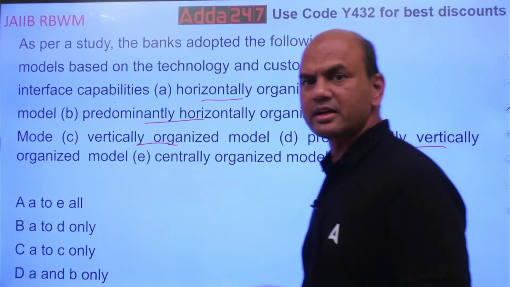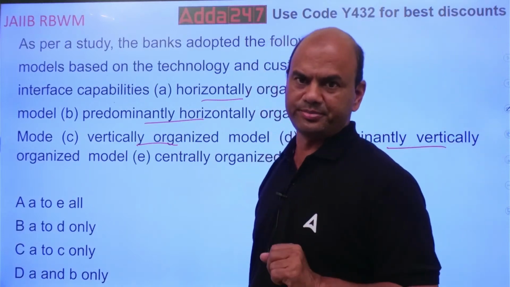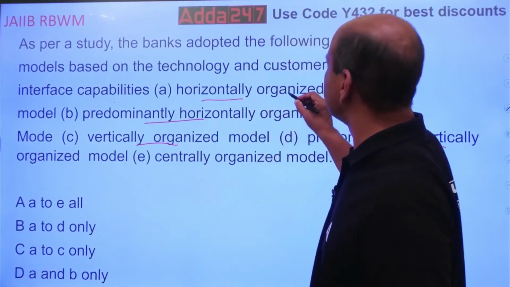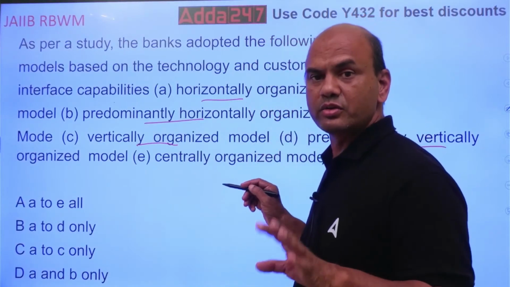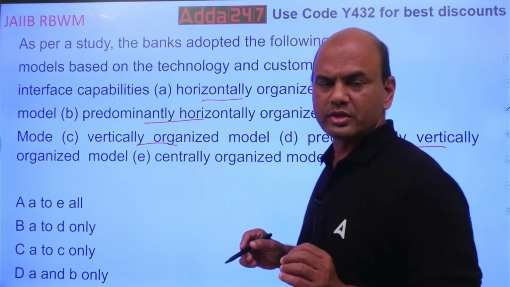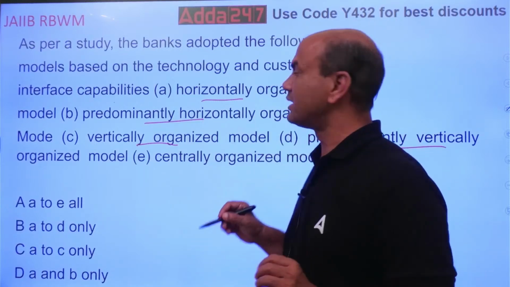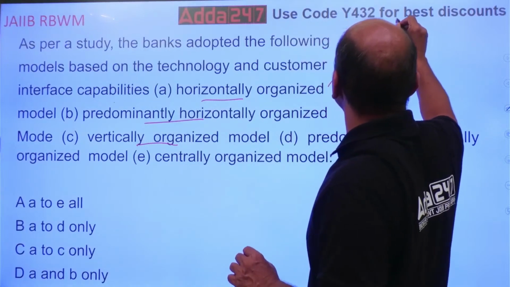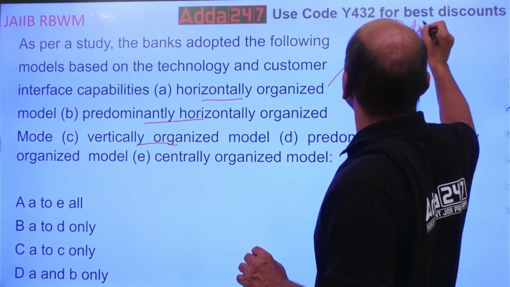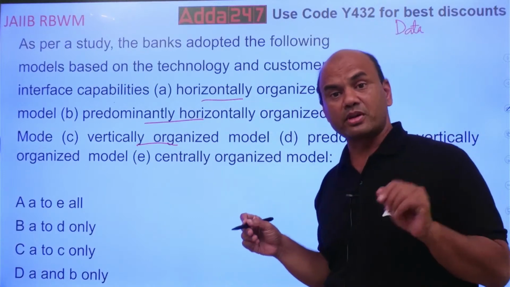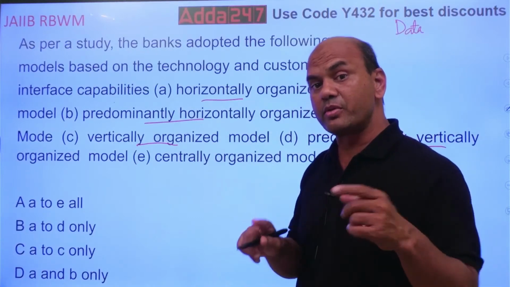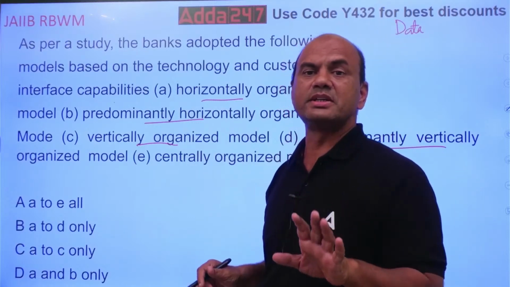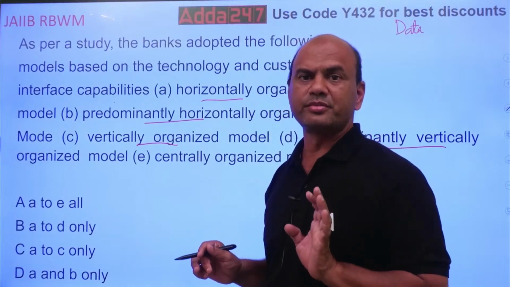Now understand the concept behind each model. Firstly, horizontally organized. When you talk of this model, it means that the data is shared, everything is on data sharing. The data is shared within the same product, not between different products. Means what? Housing loan data will be shared with only housing loan.